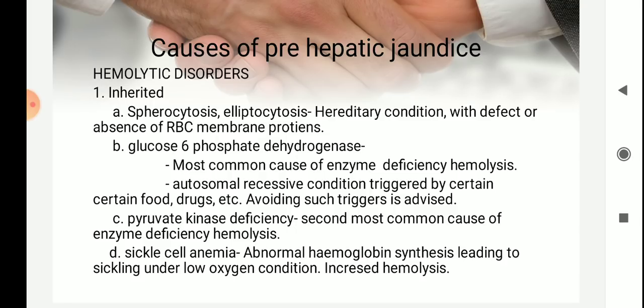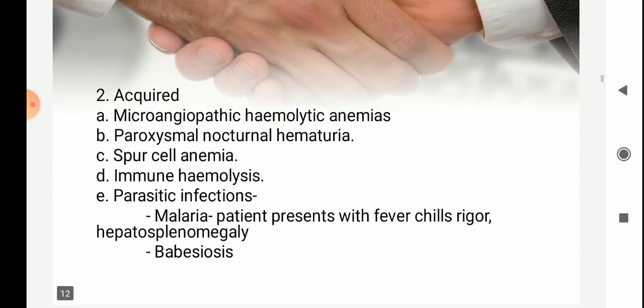Sickle cell anemia, wherein you see drepanocytes, sickle cells. The sodium metabisulfite test is needed here for diagnosing sickle cell anemia. Basically there is a structural derangement of the hemoglobin. What happens is sickling of the RBCs due to low oxygen tension, leading to increased hemolysis. Then acquired causes: microangiopathic hemolytic anemias, paroxysmal nocturnal hemoglobinuria, spur cell anemia, immune hemolysis, and parasitic infections like malaria.